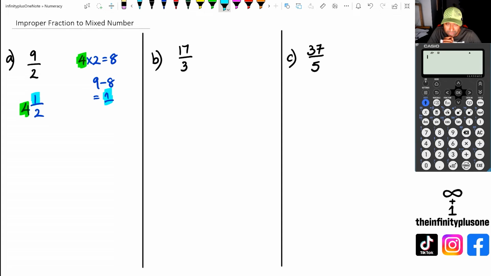Now looking at question B here. Now we've got 17 divided by 3. And we've got to look at the closest multiple of 3 that's less than 17. In this case, it's going to be 5, because 5 times 3 is equal to 15. The next step is 17 take away 15 equals 2. So we can write 17 over 3 as 5 and 2/3.